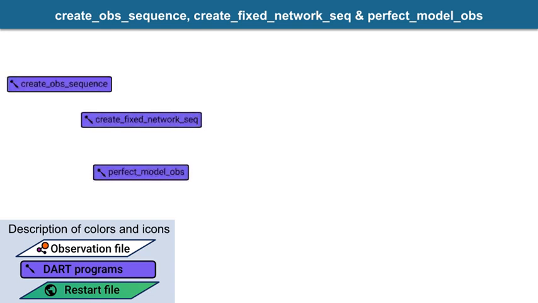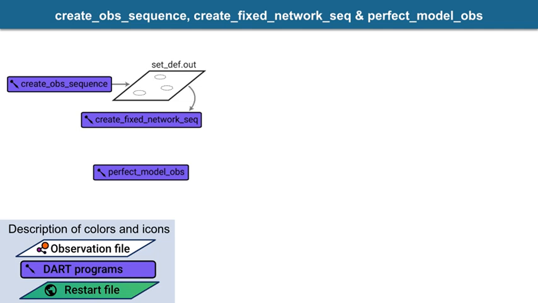Three DART programs, create_obsequence, create_fixed_network_seq, and perfect_model_obs can be used to create an observation sequence file consisting of synthetic observations. The first program, create_obsequence, is an interactive program requiring input from the user as it is run. Create_obsequence generates an observation sequence file that contains user-specified data for the value and error variance of a hypothetical observation, or it can be used to generate a set definition, in other words, an empty template, typically named setDef.out, that is used as input for the second program in this workflow.